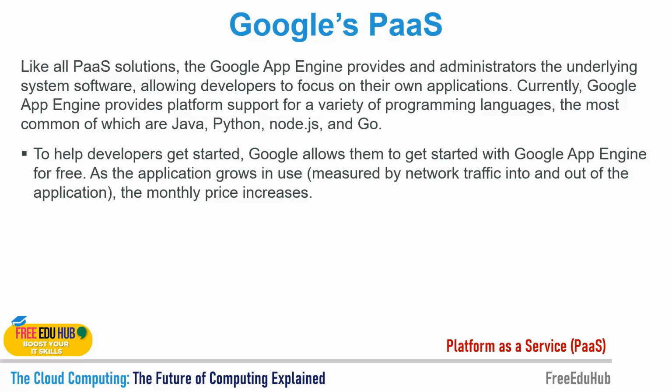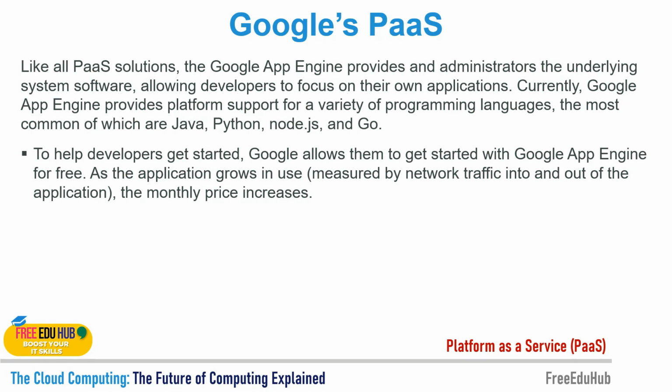Currently, Google App Engine provides support for a variety of programming languages. For example, if you want to develop applications in Java, Python, Node.js, and Go, all those platforms are supported. You can easily use their toolkits, which are available on their platform, to develop your applications, test them, and deploy them on the cloud. To help developers get started, Google allowed them to get started with Google App Engine for free. It means you don't have to pay anything. You can simply sign up and try to build your own free web application using their tools.